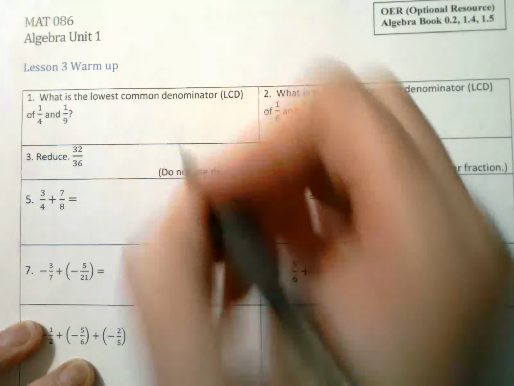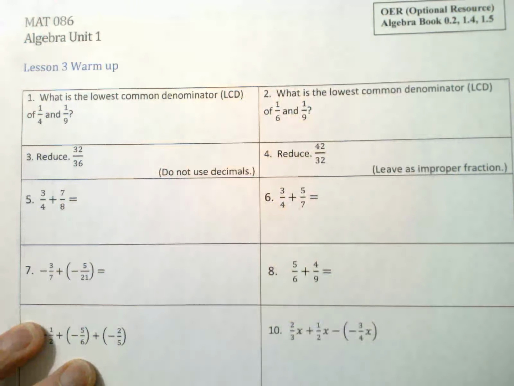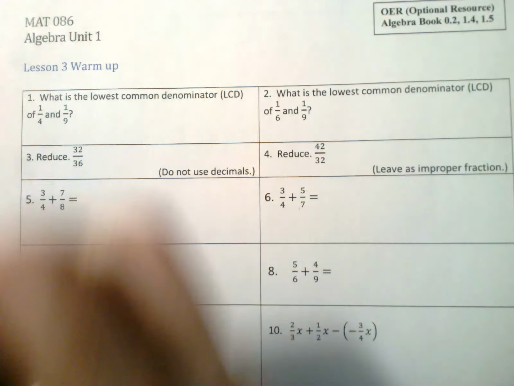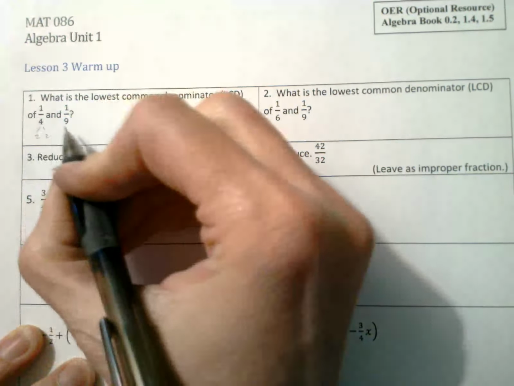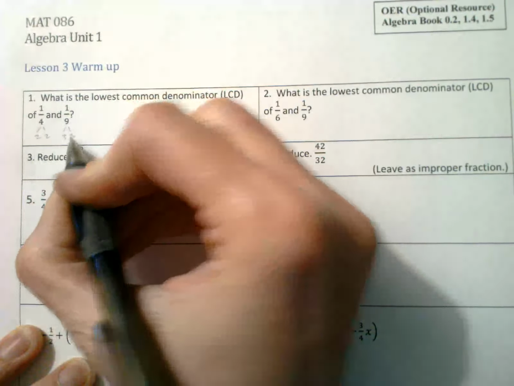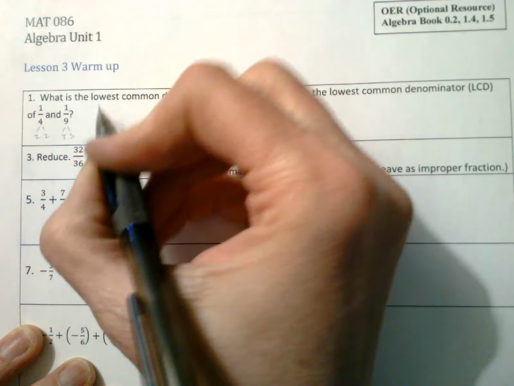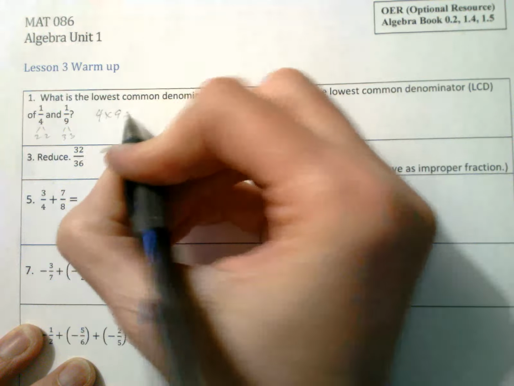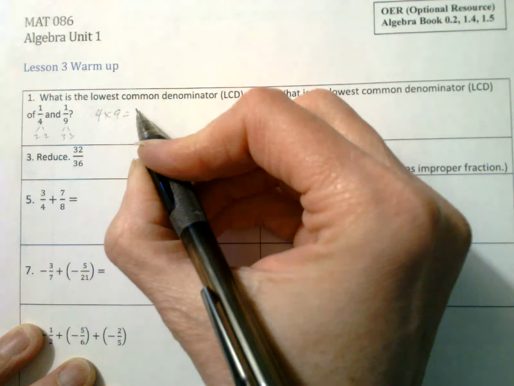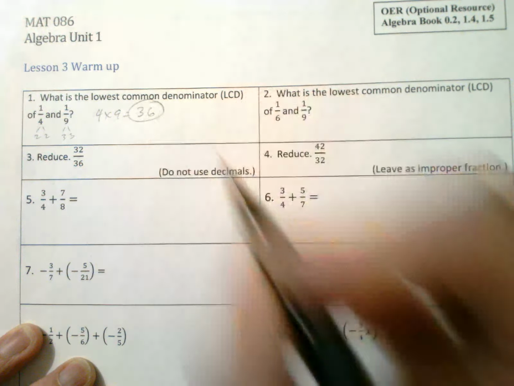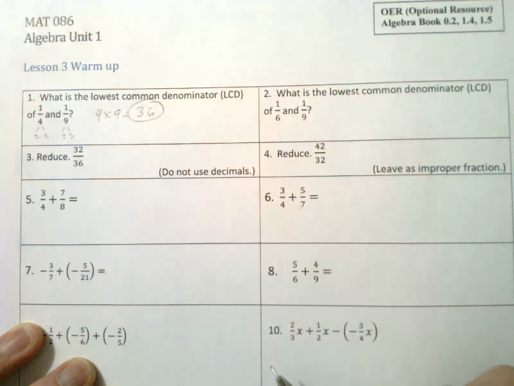All right, so number one, lowest common denominator, LCD. Hopefully you've heard that before. What is the lowest common denominator of 1/4 and 1/9? The denominators are 4 and 9. 4 has factors of 2 2's, 9 has factors of 3's. They have no common factors. So when they have no common factors, the LCD is just multiply them together and you get your 36.